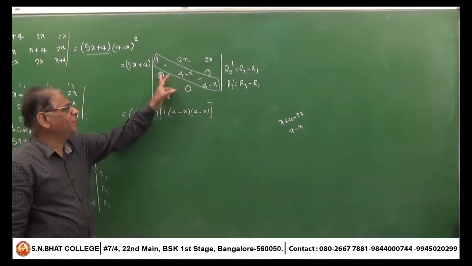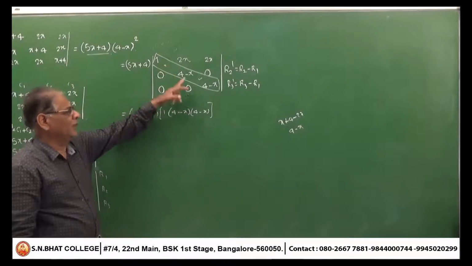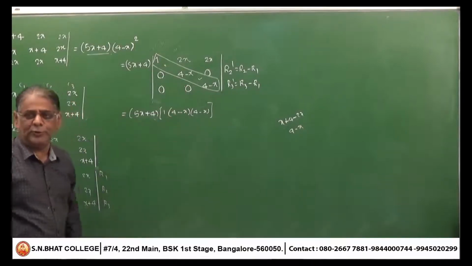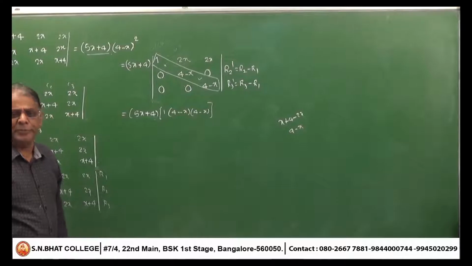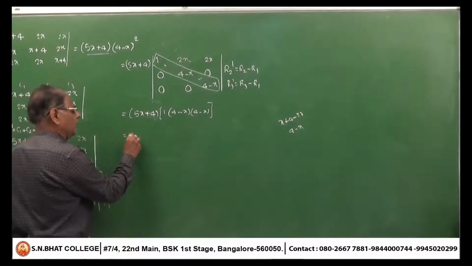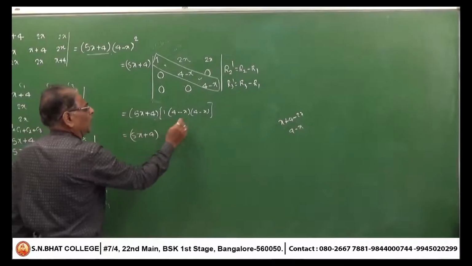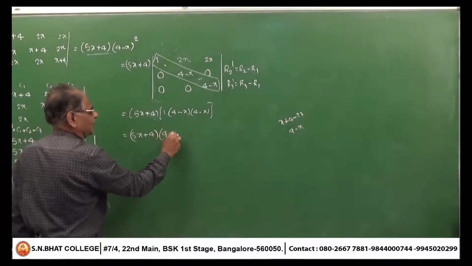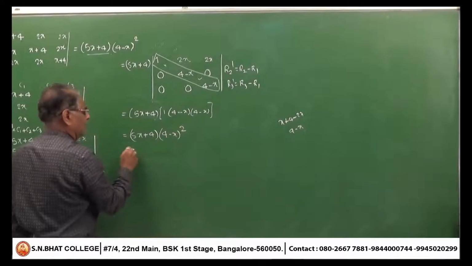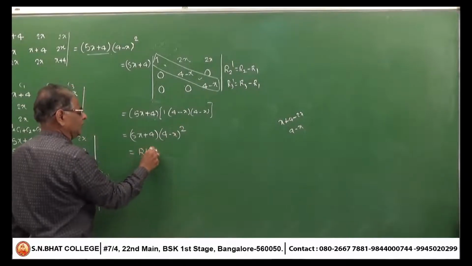The elements below the principal diagonal are zeros, then the value of the determinant will be equal to the product of the elements in the principal diagonal. This is 5x plus 4 into 1 into 4 minus x into 4 minus x, which is 4 minus x whole square.